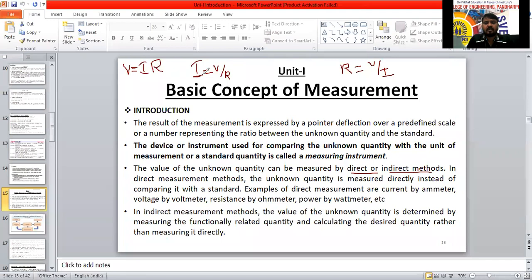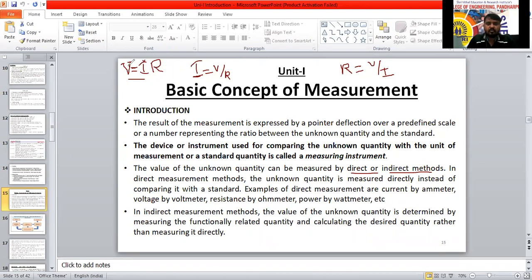Now according to Ohm's law, we are going to write V equal to IR, I equal to V by R, or R equal to V by I. All three formulas are the same only. What does it indicate? V represents voltage, I represents current, R represents resistance.